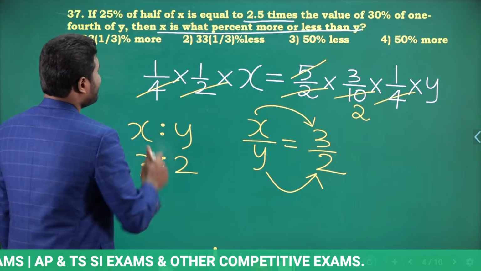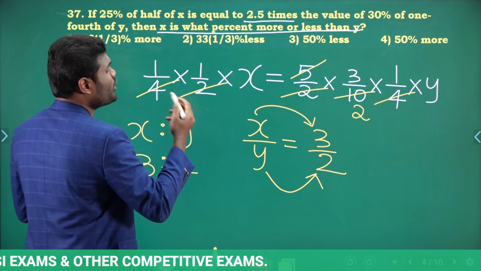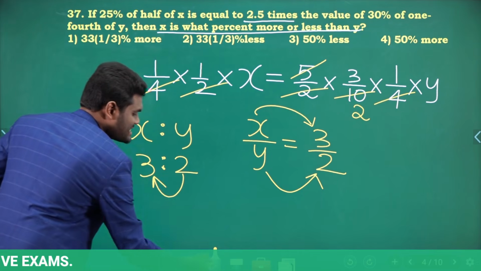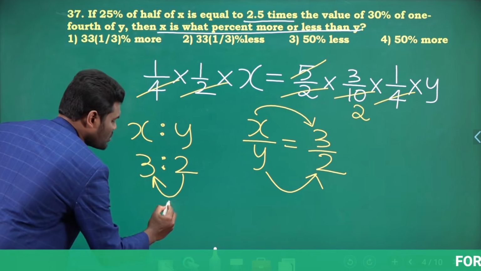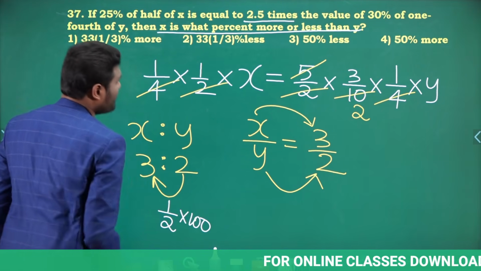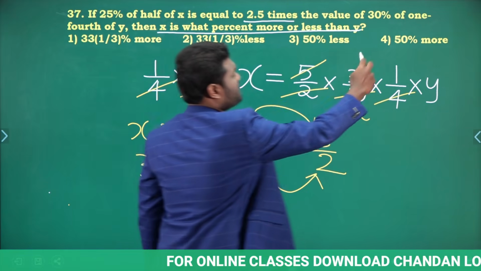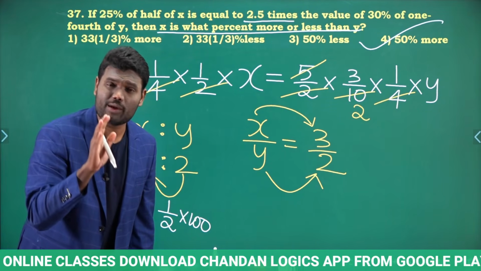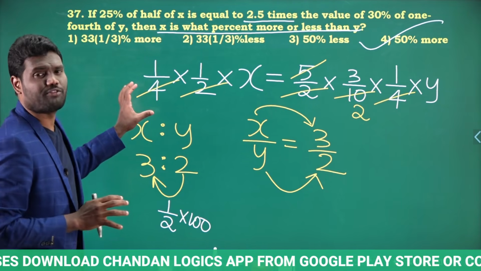Now, what is your question? X is what percent more or less than Y? If you look here, X is more than Y. X is how much more than Y? X is 1 more than Y. So, 1 by 2 into 100. So, 1 by 2 into 100 is nothing but 50%. So, we can say that the answer is 50% more. Okay. Very simple question. Just you need to frame the relation.